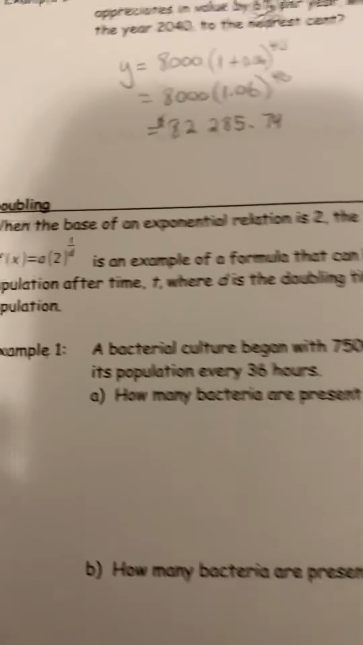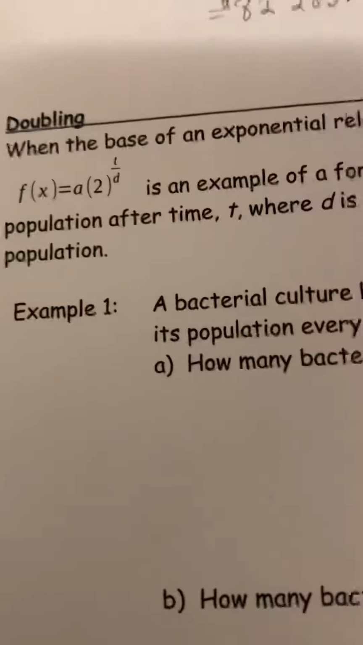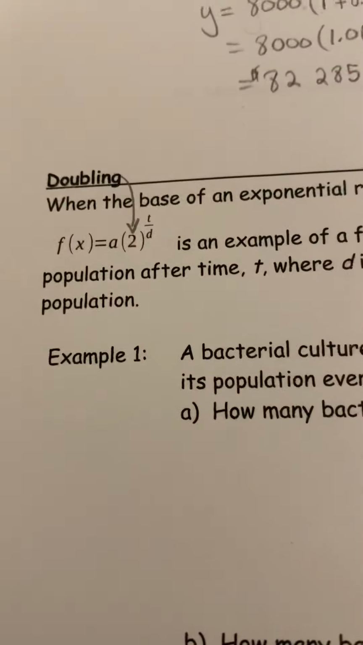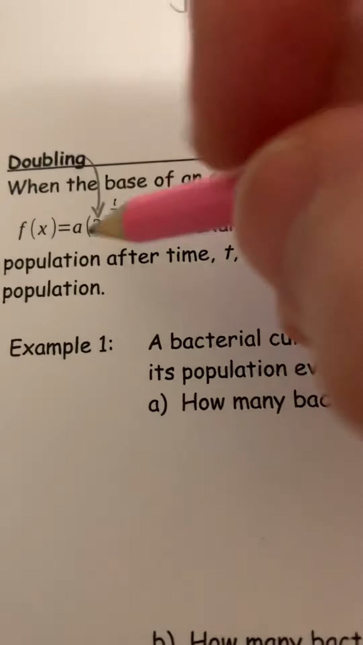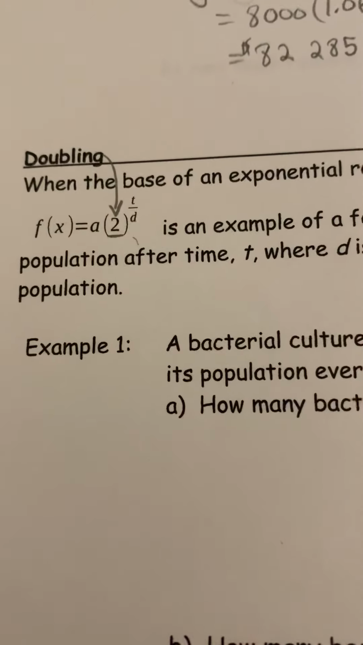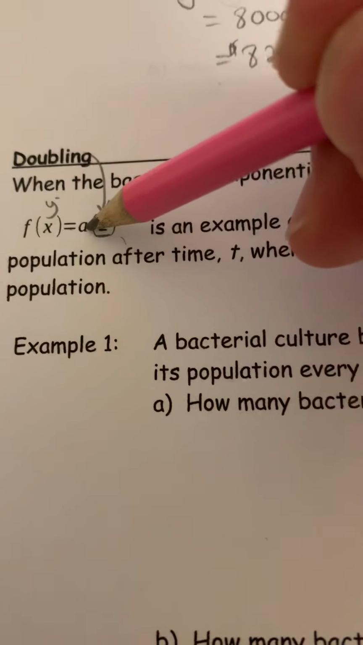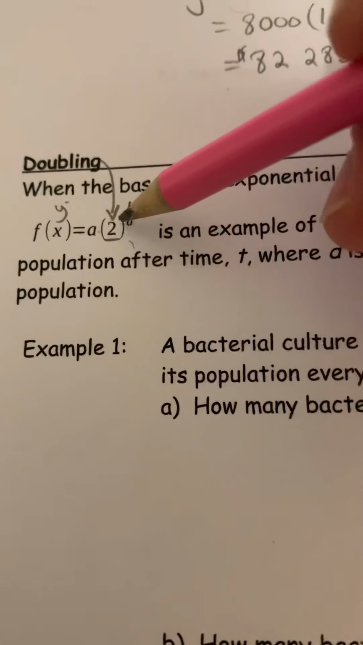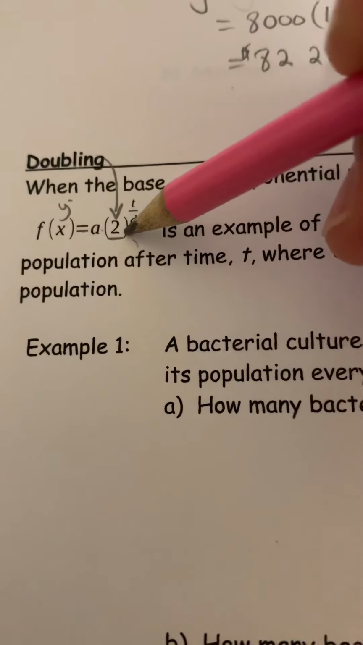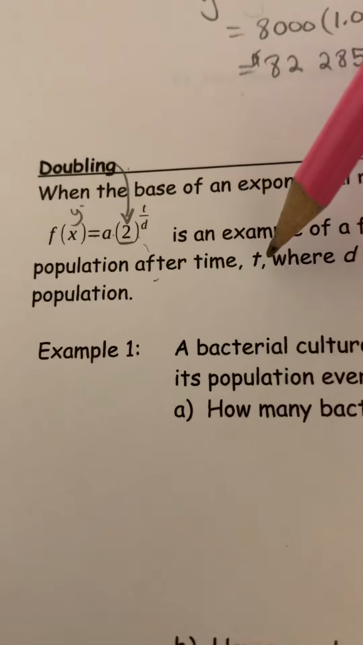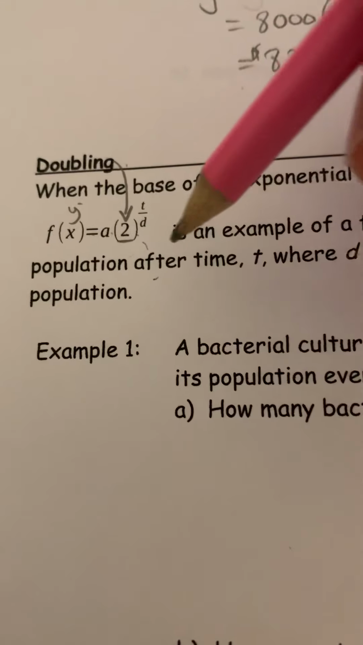Okay, now we're getting to doubling. So doubling is when the base is 2. Anytime we're talking about doubling, our base, our b value, is going to be 2. So f of x, which is our y, is going to equal our a, which is our initial value. The base is always going to be 2 when you're doubling. Because it's 100% plus 100%, which is 1 plus 1, and that gives you 2.